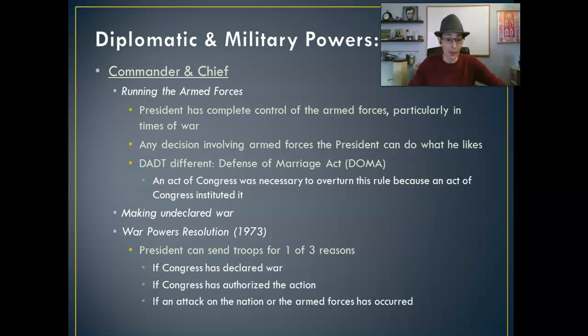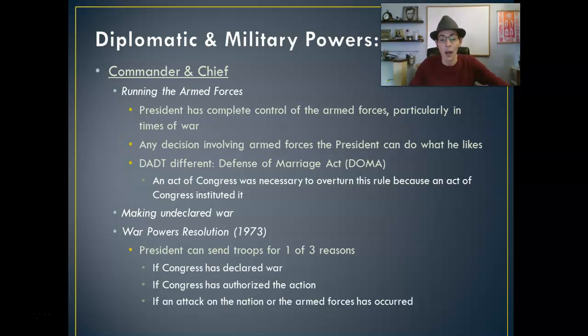An act of Congress was necessary to get rid of Don't Ask, Don't Tell because an act of Congress initiated it. So in the case of DOMA, the Defense of Marriage Act, that was overturned and declared unconstitutional via the Supreme Court in 2015. But for many years, Don't Ask, Don't Tell was the law of the land since President Clinton put that in action.